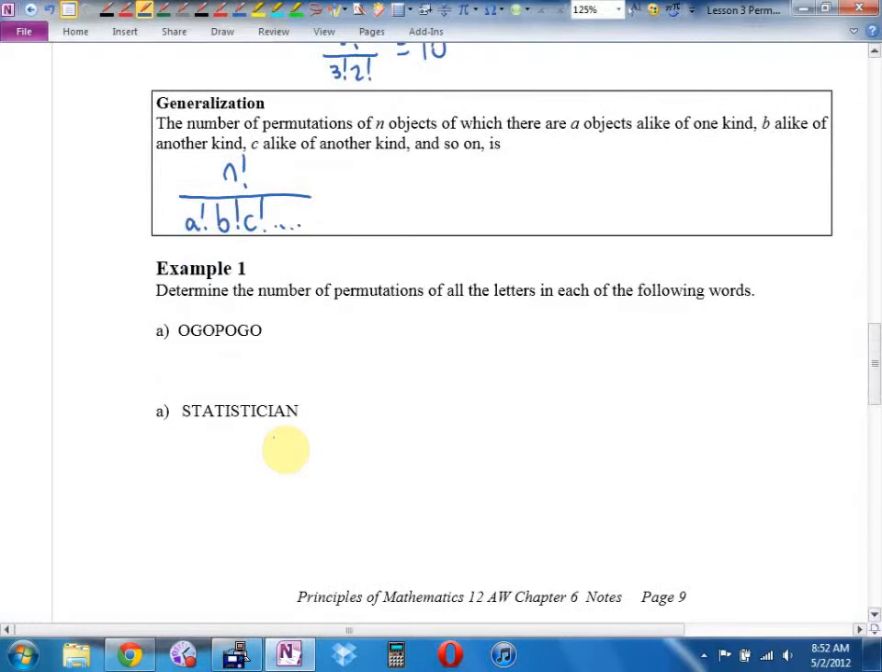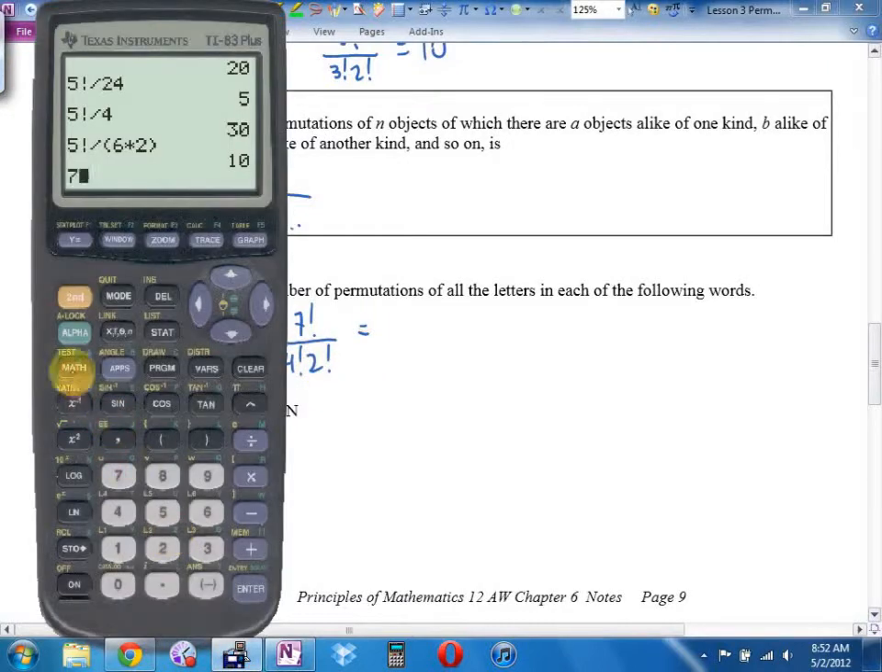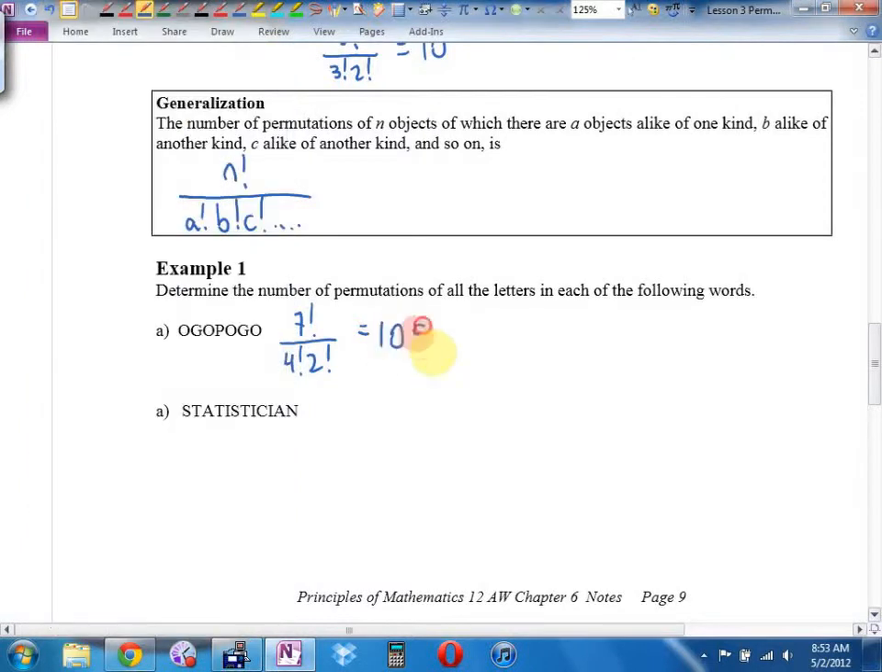So, determine the number of permutations of all the letters in each of the following words. Ogopogo. 1, 2, 3. Try this one on your own. I'll do it up here silently, and let's see if we get... And folks, you have to be able to evaluate the answer, so please make sure you can get an answer. Is it 105?